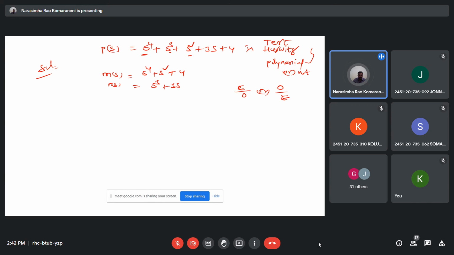the continued fraction expansion of odd to even, or even to odd, should give positive quotients. So if we divide even by odd, or odd by even, and we get positive quotients, then we can say that the given function is a Hurwitz polynomial. It is the fourth property, right? Now you divide this by using continued fraction expansion.